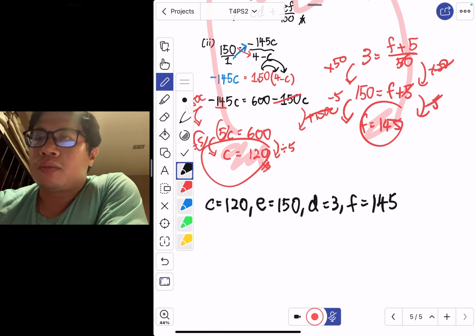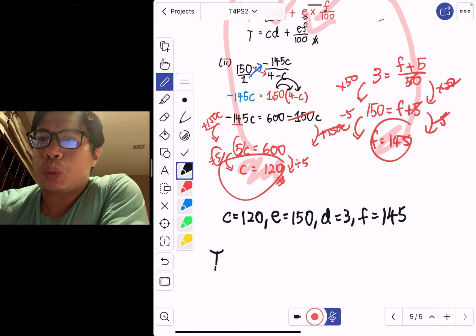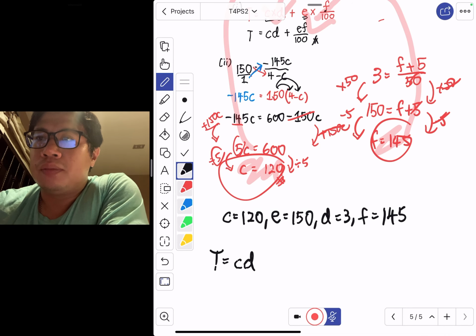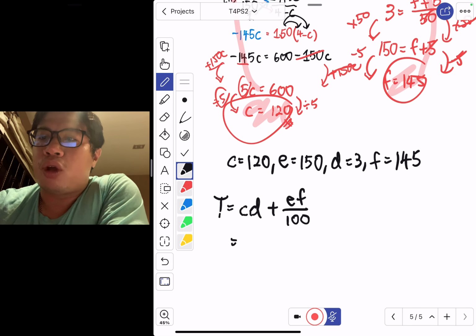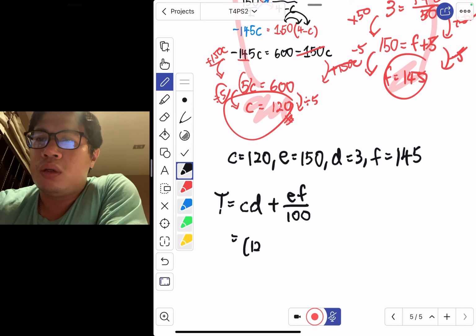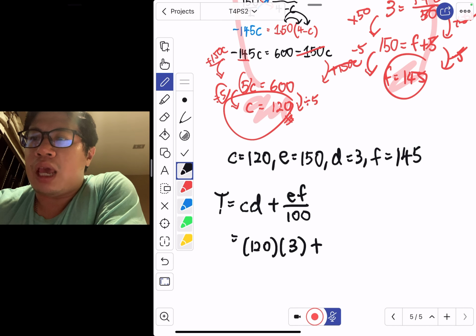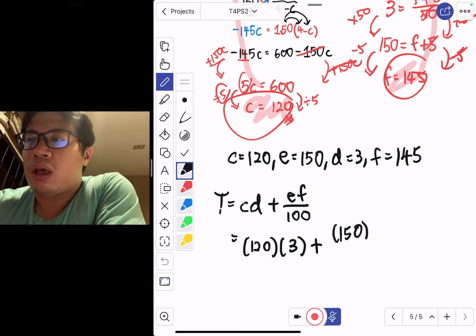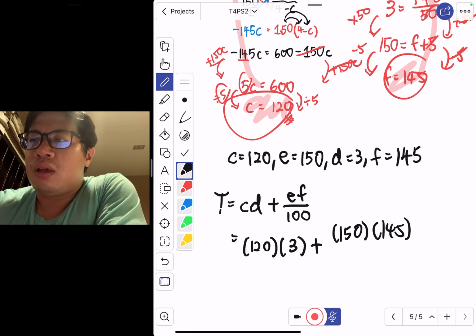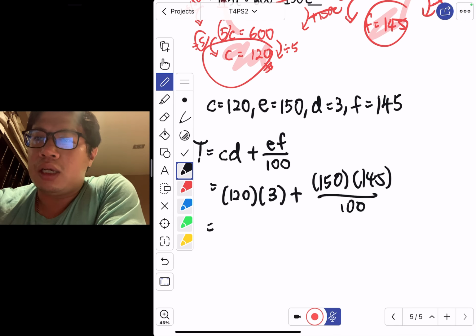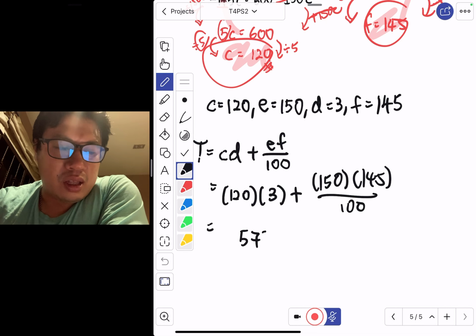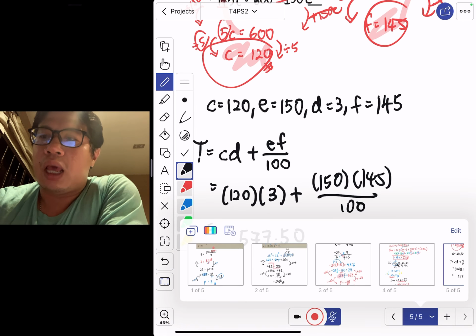Now using the formula T equals CD plus EF over 100, just substitute your values in. C is 120 multiplied by D, which is 3, plus EF. Now E is 150, F is 145, divided by 100. Now just calculate this out, and you will get your answer. The answer is 577.50. That is the total cost.